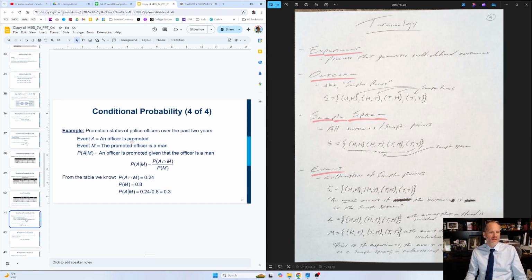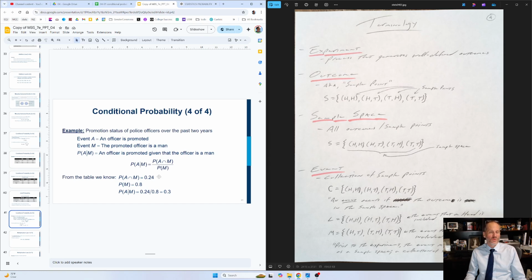So the event A is an officer is promoted, and event M is the officer is a man. What's the probability of A given M? What's the probability of an officer being promoted given that the officer is a man? This is conditional probability. This probability of getting a promotion is conditional upon being a man. The probability of A given M, the probability of getting a promotion given that you're a man, is equal to, and then we have this formula.